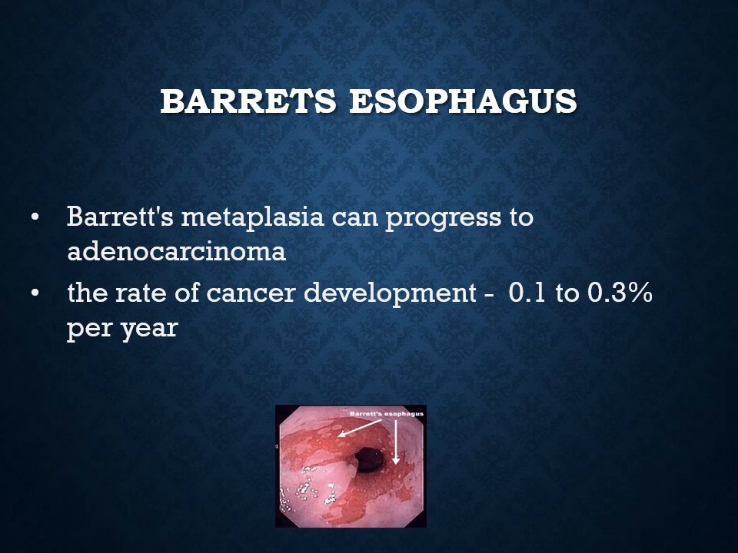Barrett's esophagus. Barrett's metaplasia can progress to adenocarcinoma through the intermediate stage of low and high-grade dysplasia. Areas of mucosal irregularity should be extensively biopsied in patients presenting with this kind of problem. The rate of cancer development is estimated to be 0.1 to 0.3 percent per year.